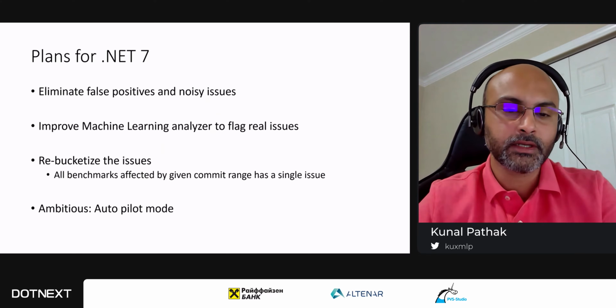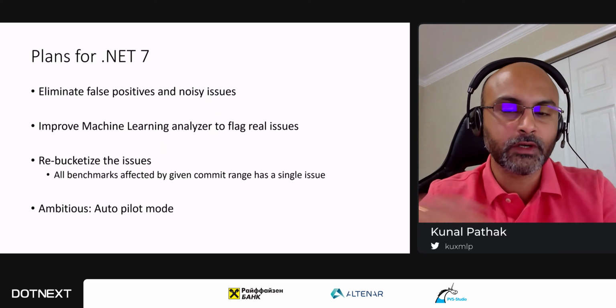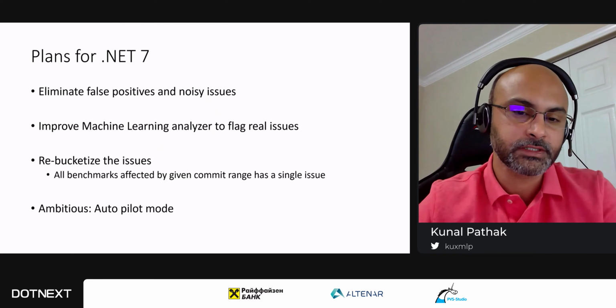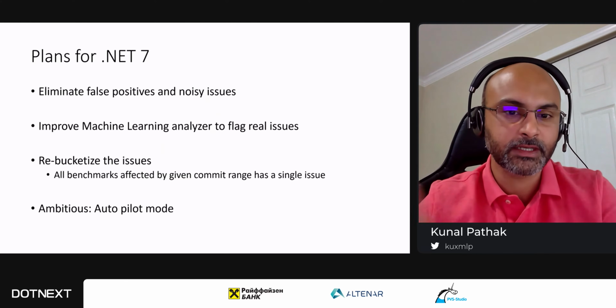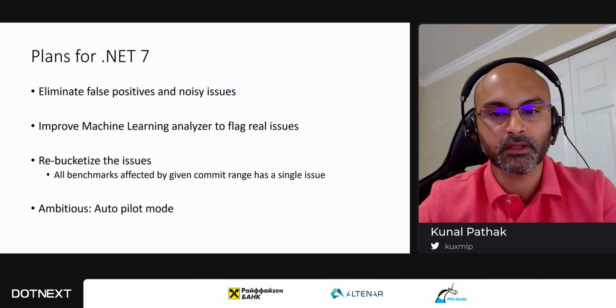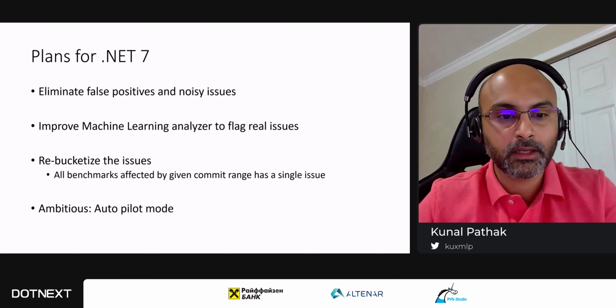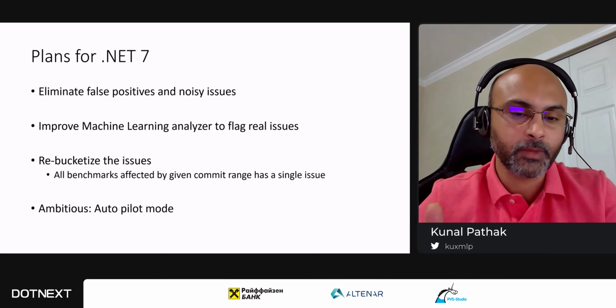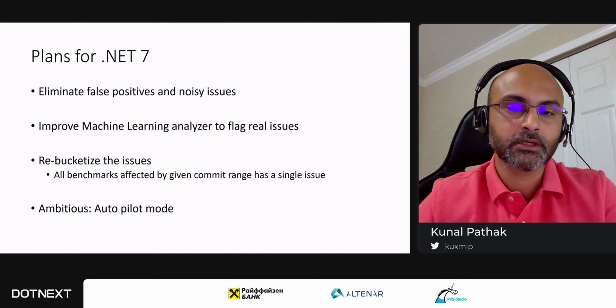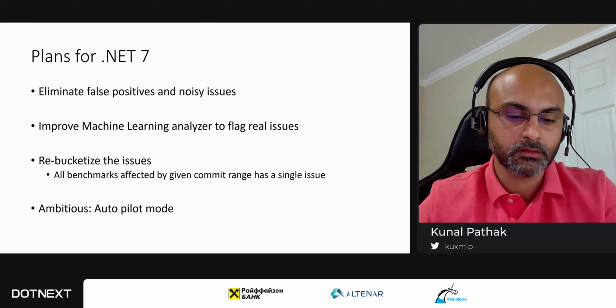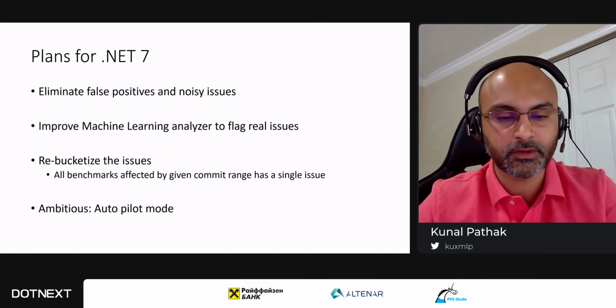Occasionally we see an issue for Windows x64 as well as Ubuntu ARM64, but separate issues get filed, and we want to make sure that all those are patched into a single issue. And our ambitious goal is to do all this in autopilot mode: if a bunch of commits get checked in, we run the performance tests, and it finds the real issue and just opens an issue in the .NET runtime repo without even needing this kind of triaging. So that's the dream goal for us.